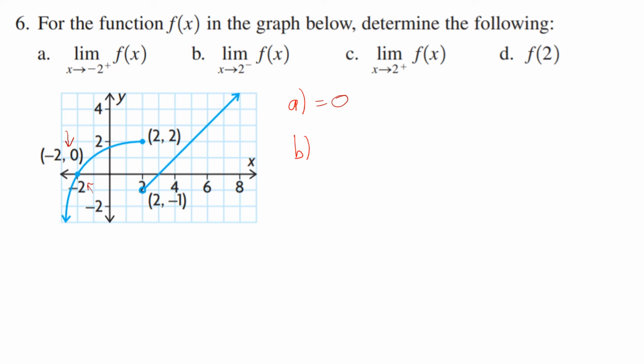Let's try the second one. It says limit as x approaches 2. So I automatically draw a line over here. I see that for this one, it passes through 2.